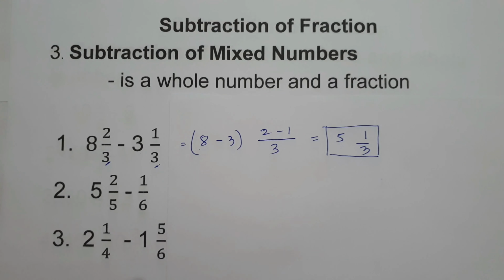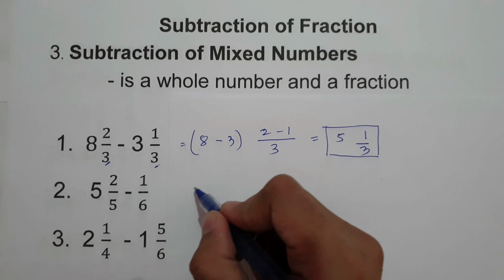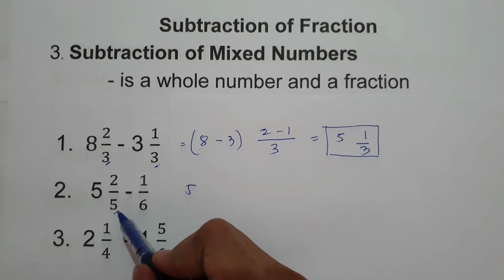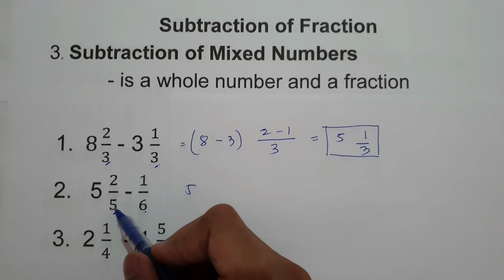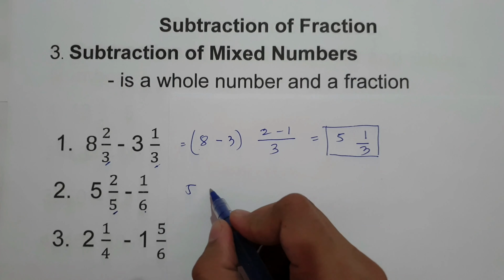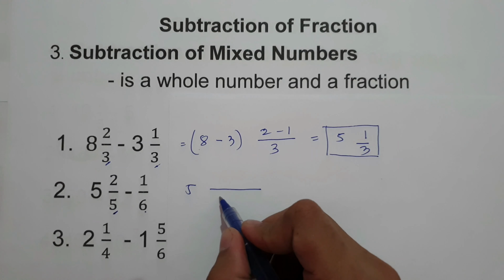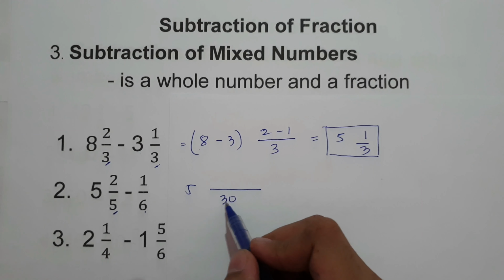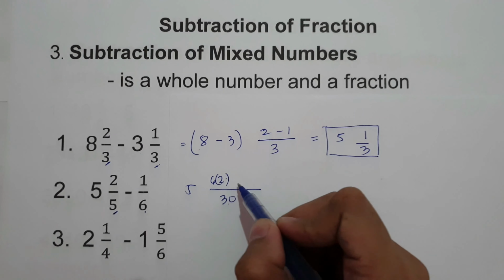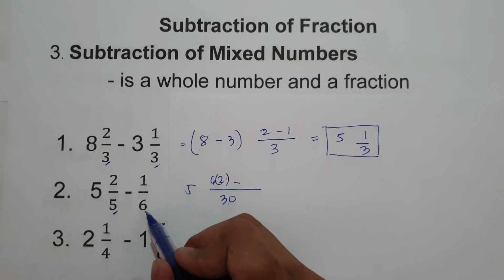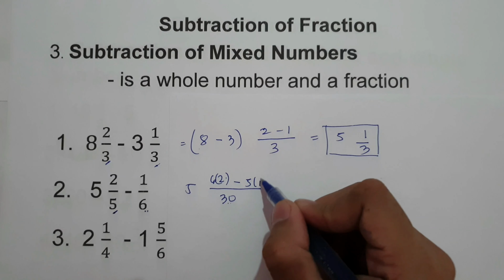What about number 2? 5 and 2/5 minus 1 over 6. So we have 5. Since the minuend is greater than the subtrahend, we simply subtract 2/5 minus 1 over 6. The least common multiple of 5 and 6 is 30. 30 divided by 5 is 6, multiply by 2. Minus 30 divided by 6 is 5, times 1.